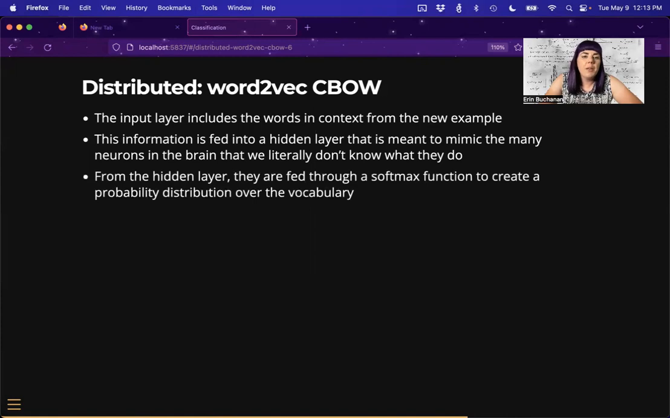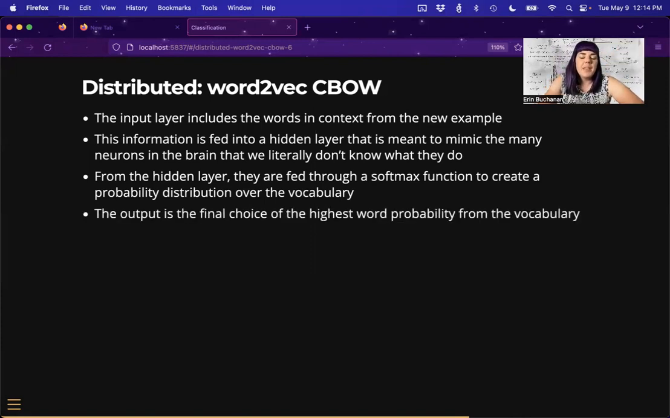So from the hidden layer, they're fed through a softmax function, okay, this is math, to create that probability distribution over the vocabulary. So given everything we know, what is the likelihood of this word being in this context? And the output is our final choice with the highest word probability in the vocabulary.